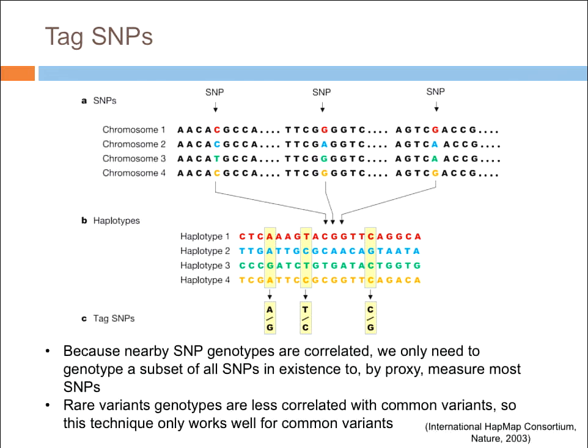If we compile where those variants are, there are certain SNPs that are highly correlated with other SNPs nearby, and those are called tag SNPs. Genome-wide association studies only genotype those tag SNPs, but are able to impute the other SNPs because of the linkage disequilibrium structure of the human genome. So you only need to genotype a subset of them to get the entire genome. Rare variants are less correlated with common variants, so this technique only works for common variants, and that's why it's a common variant association technique.